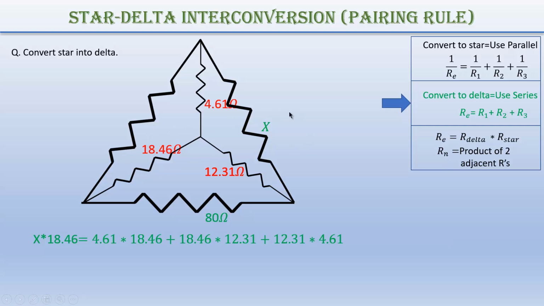X and 18.46 will pair in this way, then they will pair in the same way as before, and we can get X equals 20. Similarly, we can get X equals 30.